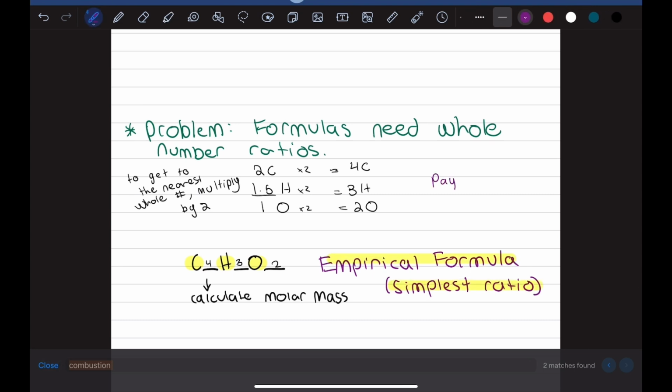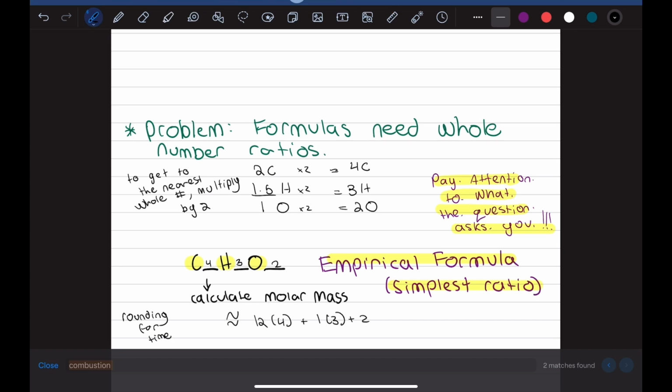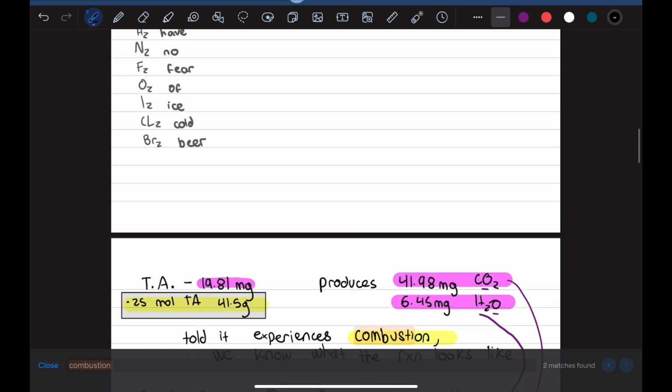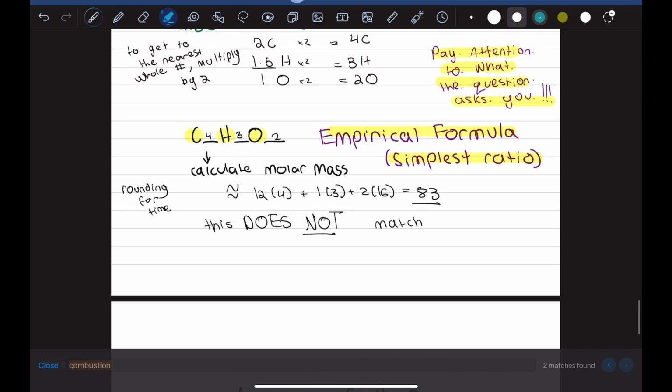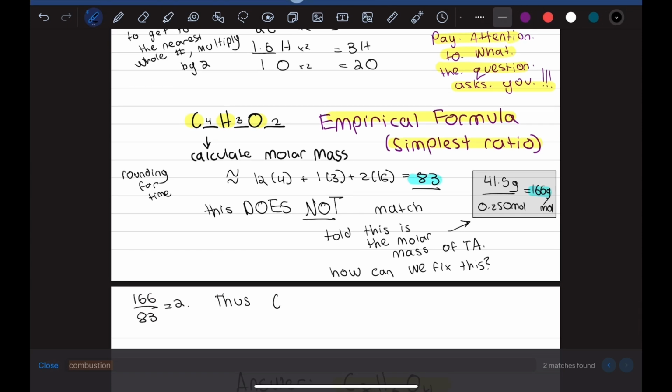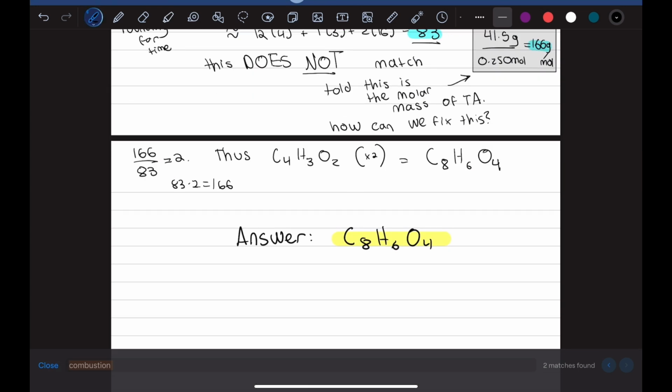It's essential to understand what the question is asking you. In this case, we found the empirical formula, the simplest atomic ratio of the molecule, but the question asked for the molecular formula. This means that the true version of the molecule is going to exist in this form, but multiplied by a whole number. And we can figure out what this number is by looking at the information given to us at the beginning. If 0.25 moles weighs 41.5 grams, the molecular mass is 166 grams per mole. This is exactly 2 times as much as our calculated molecular mass. So, to find the molecular formula, we're just going to multiply everything by 2. If it was exactly 3 times, we would multiply everything by 3. And that's how we found our answer.